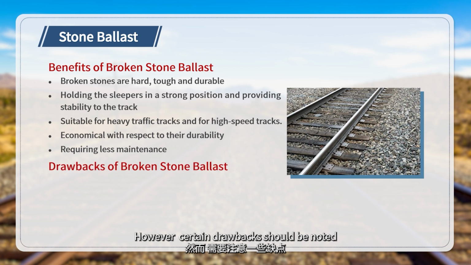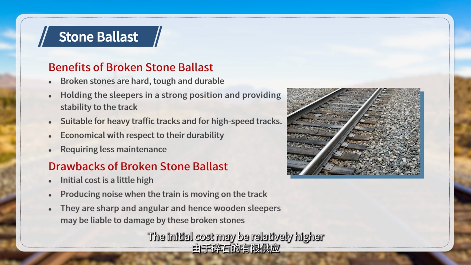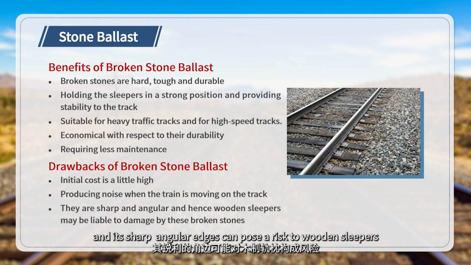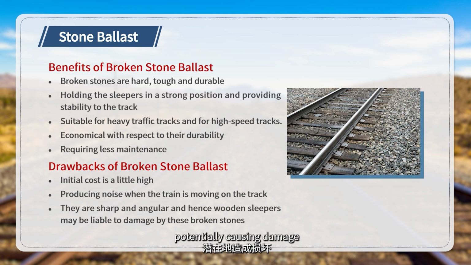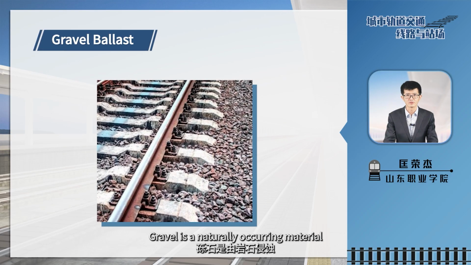However, certain drawbacks should be noted. The initial cost may be relatively high due to the limited availability of the broken stones. Additionally, train passage over this ballast generates noise, and its sharp angular edges can pose a risk to wooden sleepers, potentially causing damage. Gravel is a naturally occurring material formed by the erosion of rocks.